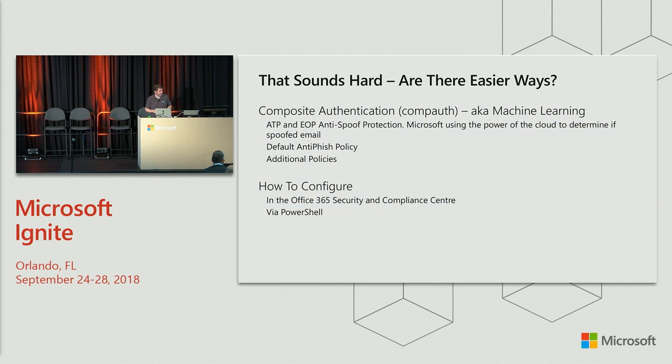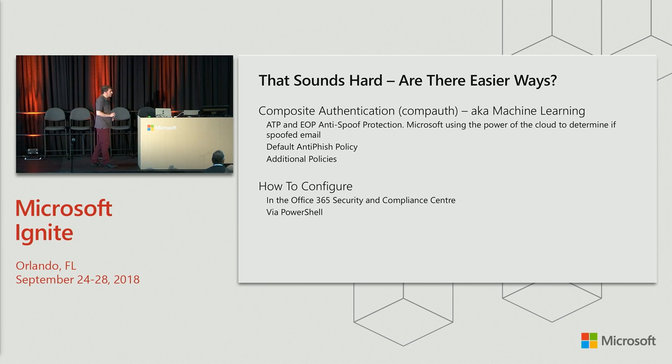All right. Okay. So it sounds hard. Are there easier ways? Well, machine learning is the answer to everything, as we've heard this week. And Microsoft have their knowledge of email coming into Outlook.com and Office 365. It's all the same infrastructure. And they have knowledge of email coming in, and they know bad senders, and they know good senders. And so they can stamp on an email what's called composite authentication, or the comp auth header.